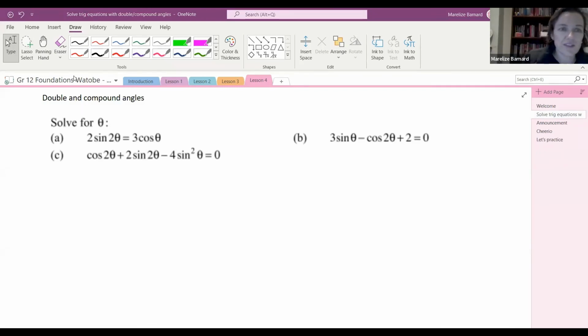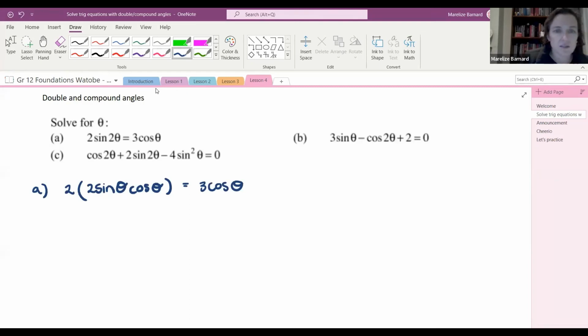Okay, so we should all have seen, hopefully, that the sine 2 theta, we can expand that using our double angles for sine. So the sine 2 theta, we can replace with 2 sine theta cos theta. Whatever you change, always put it in a bracket so that you know that you have to multiply it and do everything you need to do. Because then the 2 times 2 sine theta cos theta will be 4 sine theta cos theta equals 3 cos theta.